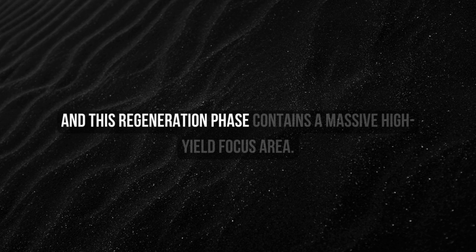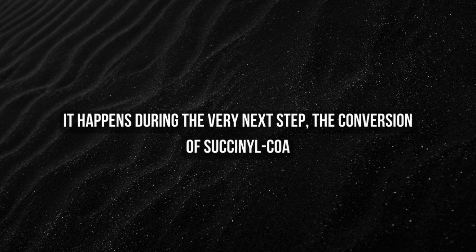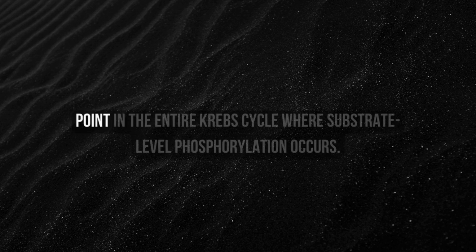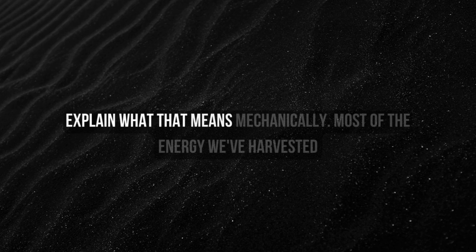And this regeneration phase contains a massive high-yield focus area. It happens during the very next step, the conversion of succinyl-CoA to succinic acid. Why is this specific conversion so heavily tested? Because it is the one and only point in the entire Krebs cycle where substrate-level phosphorylation occurs. Explain what that means mechanically.